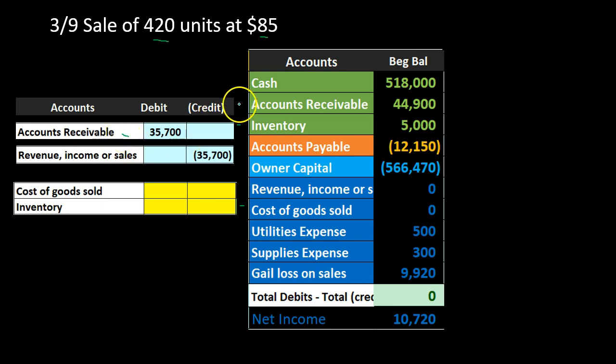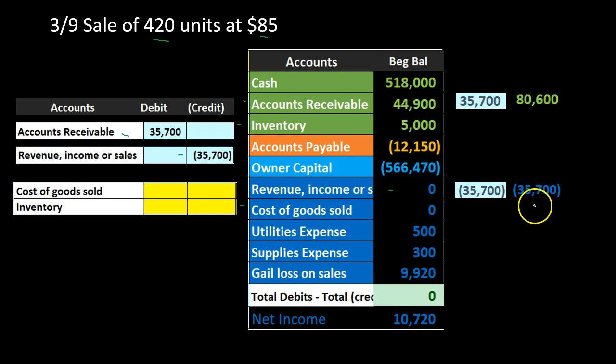Here's accounts receivable up here. We would then be increasing accounts receivable with a debit, bringing it up to $80,600. Then we have these sales, $35,700 credit. Nothing's in sales over here. We're going to increase it from zero to $35,700.